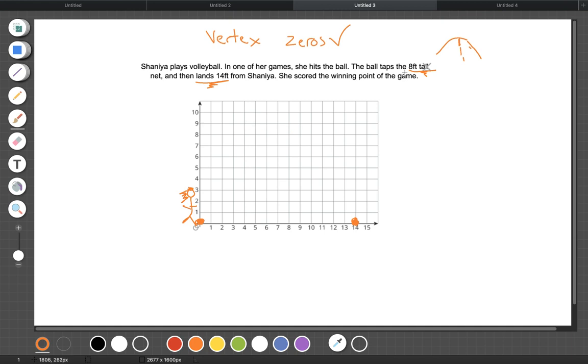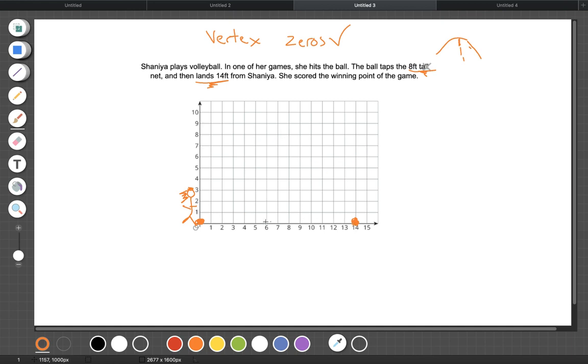So we know that it's 8 feet tall. Well, it doesn't mean I go to 8 feet here. That's 8 feet far away. That's distance far away. Our tall is going to be up here, right? How high it goes. But where? Where is that 8 feet going to be? Well, it's going to travel up, hit that, and then come back down. That's going to be our vertex.